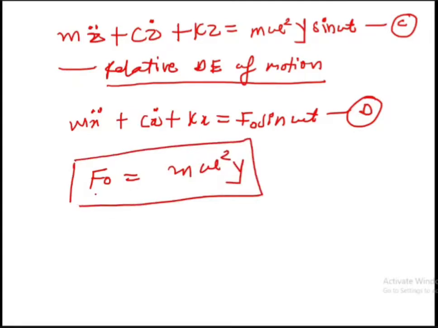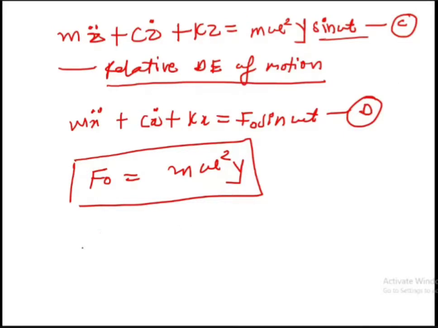N omega square into 1. Now guys, try to understand that in absolute amplitude there was a term k into square root of k y into square root of k square plus c square omega square into sine omega t plus alpha. But in relative amplitude there is no alpha, there is only omega t. So here the phase angle will be only phi. It will not be phi minus alpha for the relative amplitude. Try to understand this.